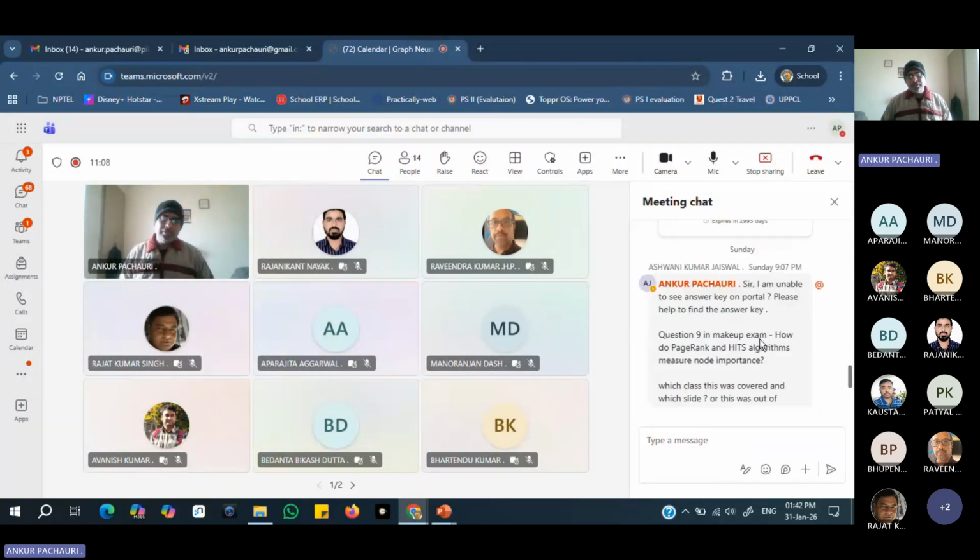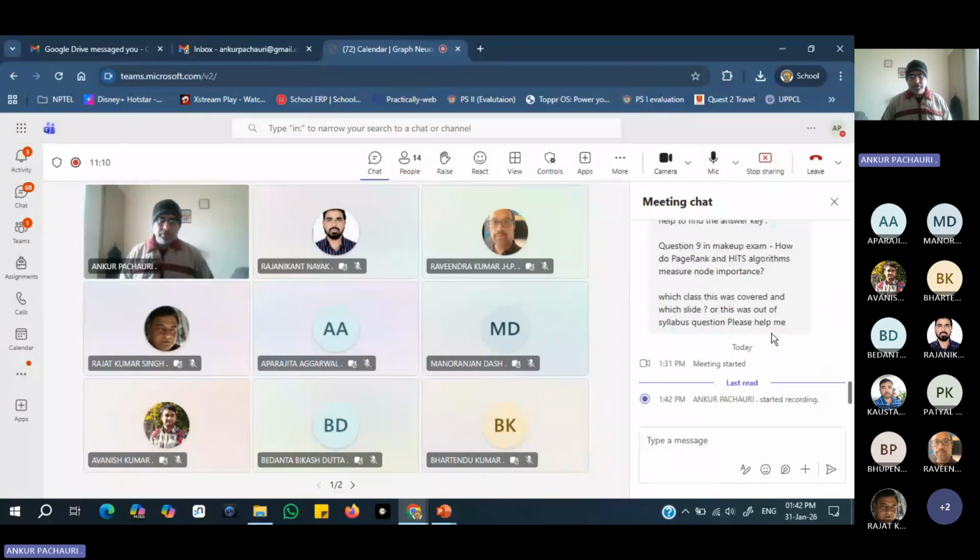Ashwini has sent a big question about its algorithm and PageRank. So nothing is out of syllabus. Everything is as per the course handout, as per the bunch of papers which are available to you, and as per the material which is shared with you. I have never used any keyword which I have never explained in my session.